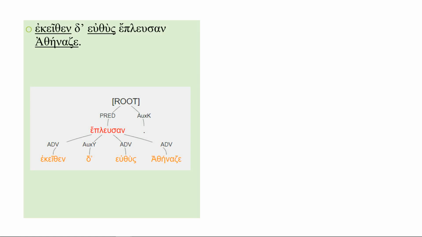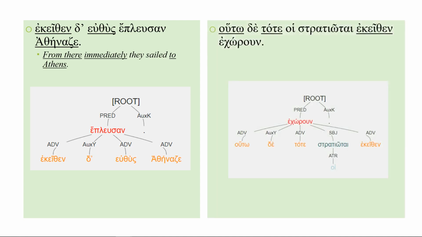Okay, here we have ekeithen, from there. So now we have a series of adverbs. You haven't seen euthus yet. You're going to. Euthus means immediately. So you see the main verb, they sailed, right? So they sailed from there, ekeithen, immediately, Athenaze, to Athens. And so you see we've got this sentence where you've got 3 adverbs all hanging on the verb, and that's perfectly fine. From there, immediately they sailed to Athens. Okay?